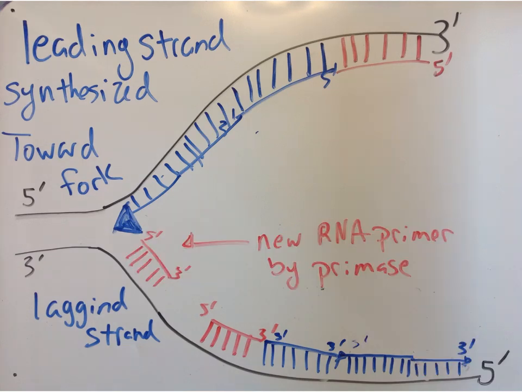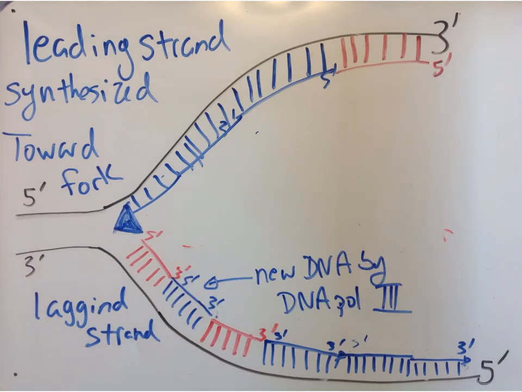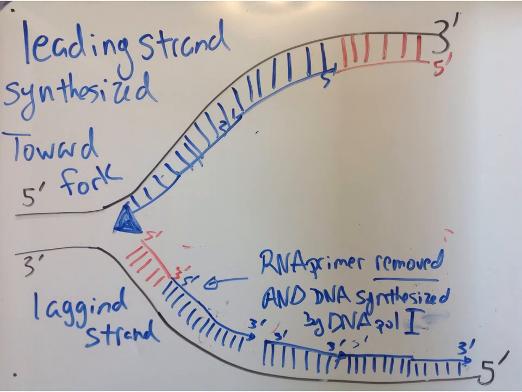Meanwhile, RNA primase has put another primer on closer towards the replication fork. New nucleotides are added to the end of this RNA primer by DNA polymerase III, as previously. DNA polymerase I removes the RNA primer from the preceding Okazaki fragment and fills it in with DNA.